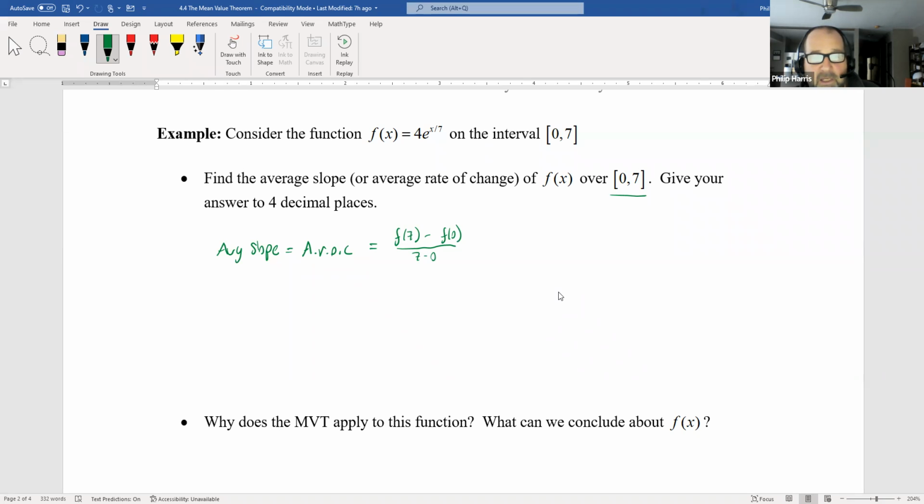This is f of 7, 4e to the 7 over 7, minus 4e to the 0 over 7, all over 7. This is 4e to the 1 minus 4e to the 0. E to the 0 is 1. And so this is what we get. So this is our exact average rate of change. For our purposes, we're being told to turn it into a decimal. So I get this to be 0.9819. This is our average rate of change.